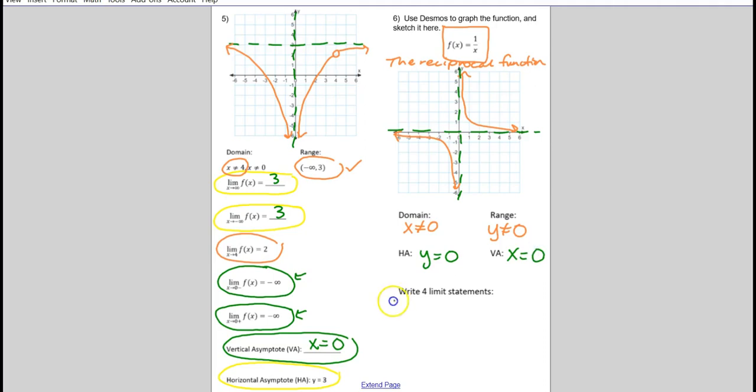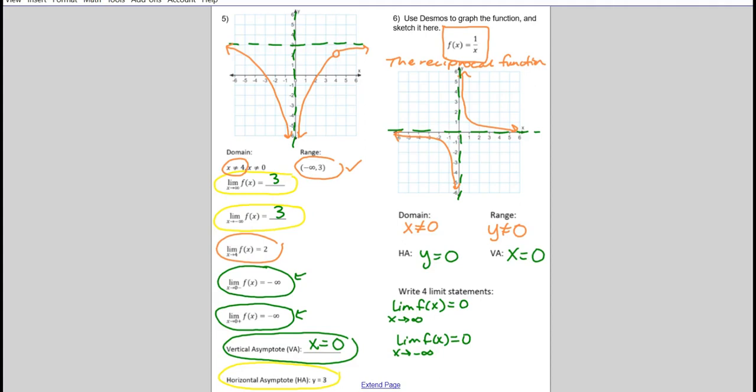I always like to write the limit of f of x as x approaches infinity, as well as the limit of f of x as x approaches negative infinity. Those describe our end behavior, and we can see that those are both going to be 0. The height of the function is getting close to 0 as x approaches infinity and negative infinity.